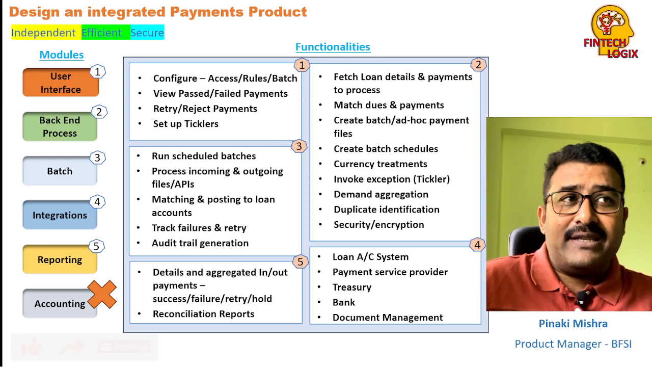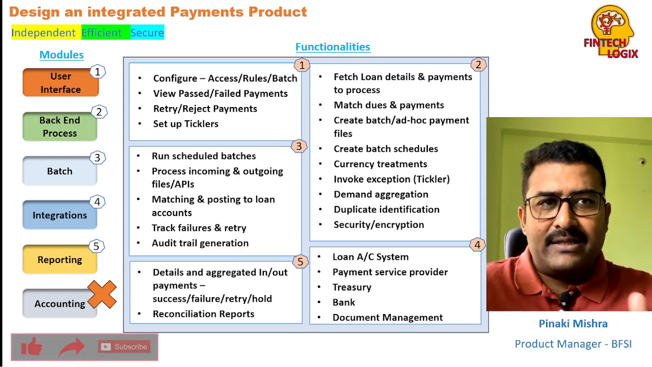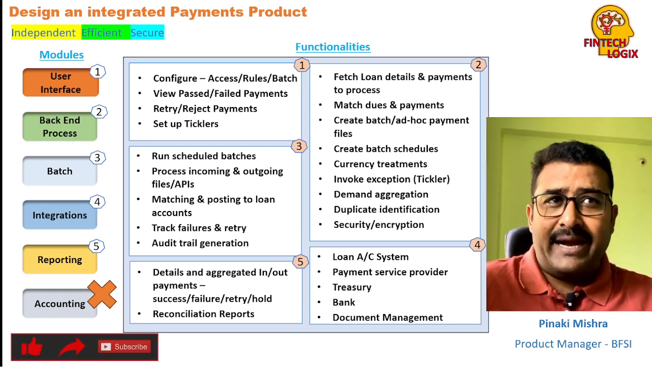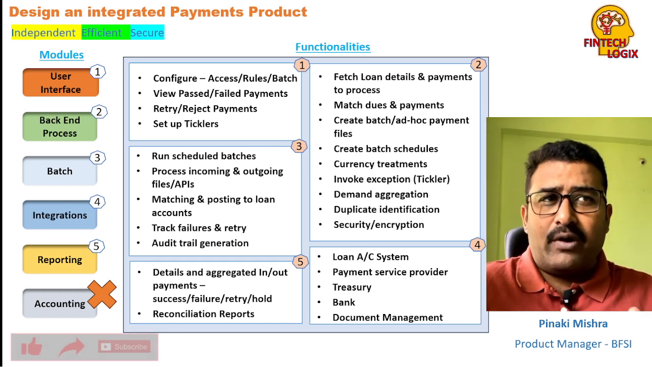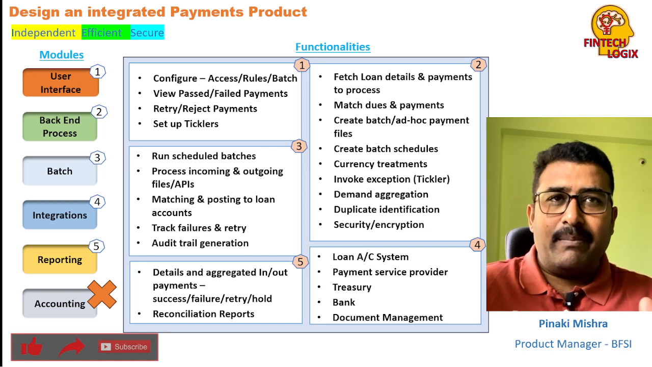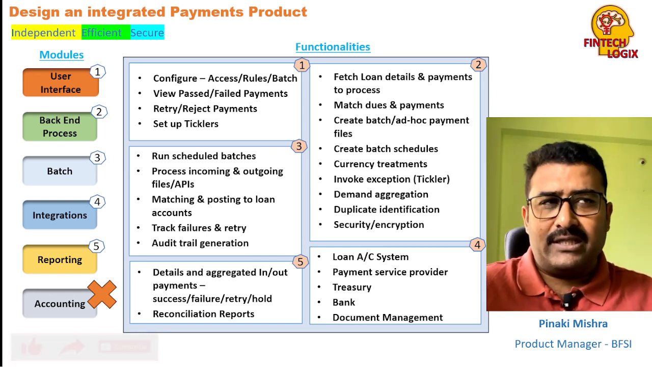Duplicate identification: if you have already raised the payment instruction in one file, the second thing in the second file should not be added again. And finally the security and encryption. So the backend process, in short, does everything, because nowadays payments are mainly processed through an automated process, so that does most of your things.